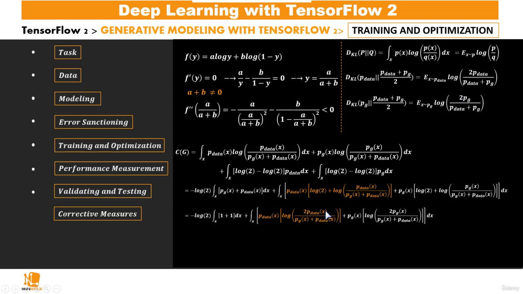So once we see this, you notice something right here. This is the expectation of log of 2 p data divided by p data plus pg, which is basically this, where x is taken from p data. So we could rewrite it like this integral right here, plus this other part, which is basically this. And with that, we could say this equals negative log 4, because we have 2 right here. Negative 2 log 2 is the same as negative log 4, plus the KL divergence of p data with (p data plus pg) divided by 2, plus the KL divergence of pg with (p data plus pg) divided by 2.